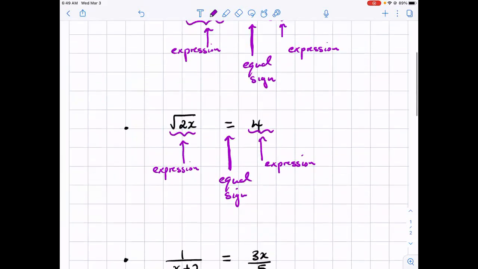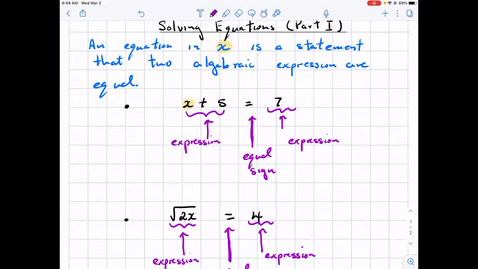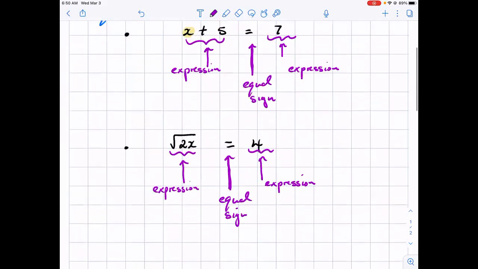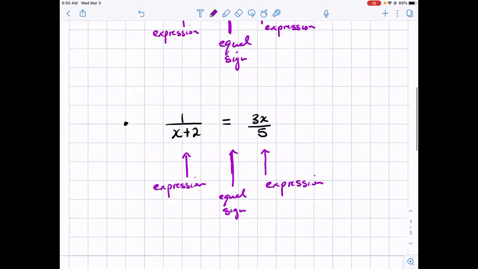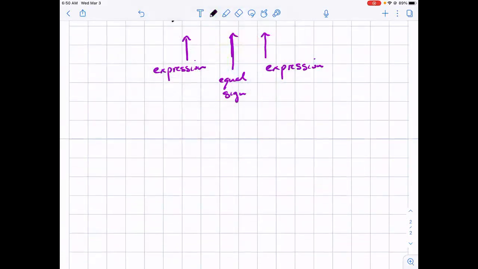So these are just different types of equations, but I just wanted to point out what an equation is. An equation must contain an equal sign, okay? And generally there's an expression on the right and an expression on the left. Now, keep in mind that we can have an example where the expression on either side of the equal sign can be 0.